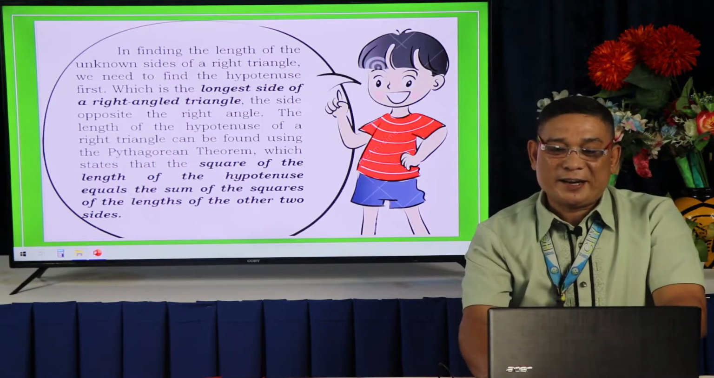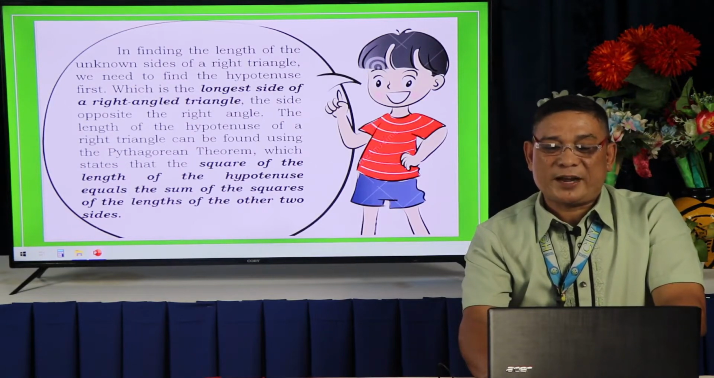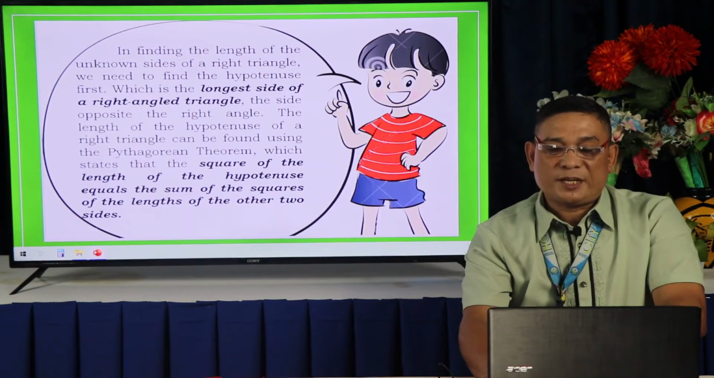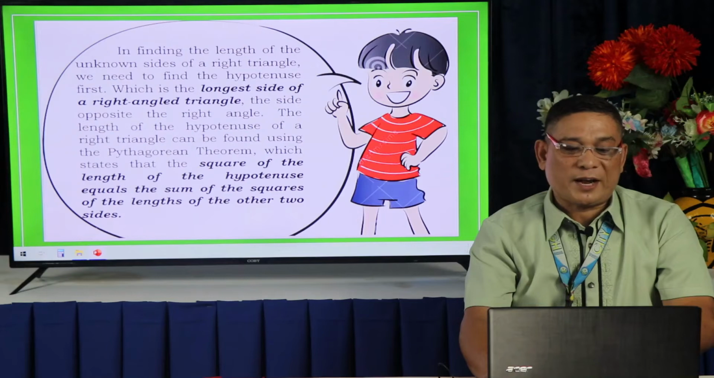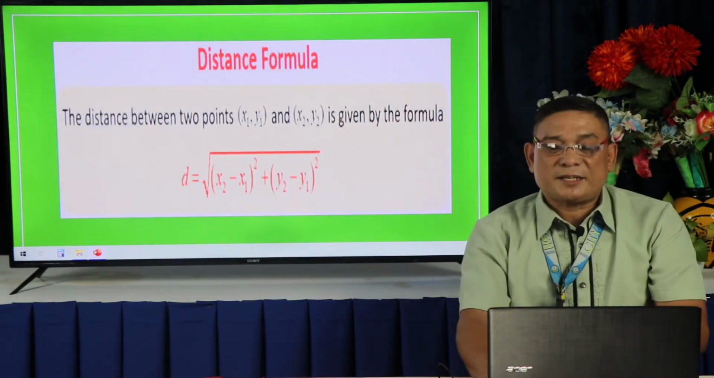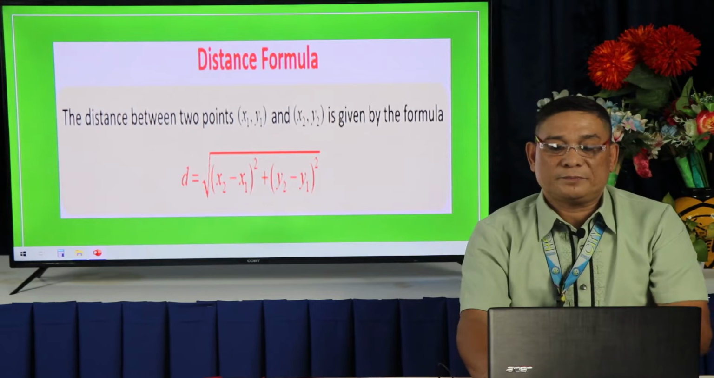Remember, in finding the length of the unknown sides of a right triangle, we need to find the hypotenuse first, which is the longest side of a right angle triangle, and which is the side opposite the right angle. The length of the hypotenuse of a right triangle can be found using the Pythagorean theorem, which states that the square of the length of the hypotenuse equals the sum of the squares of the length of the other two sides. Now let us discuss distance formula and midpoint formula.